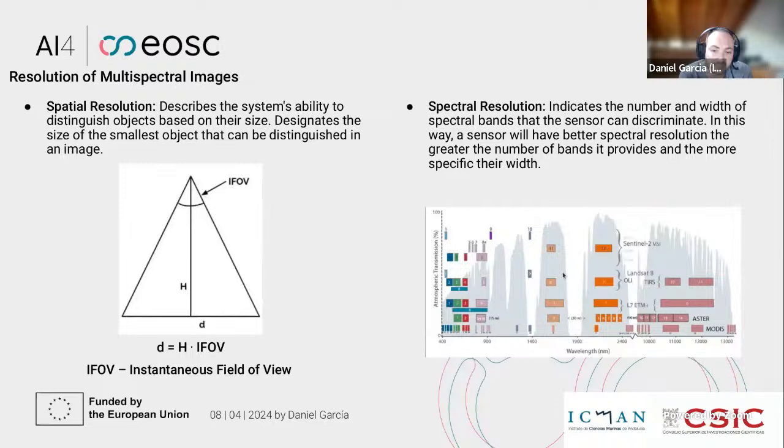It is worth mentioning that spatial resolution refers to the size of the smallest object distinguishable in an image, that is, the size of the pixel, and the spectral resolution indicates the number and width of the spectral bands that the sensor can discriminate. Therefore, a single sensor cannot capture several spectral bands at a high spatial resolution.